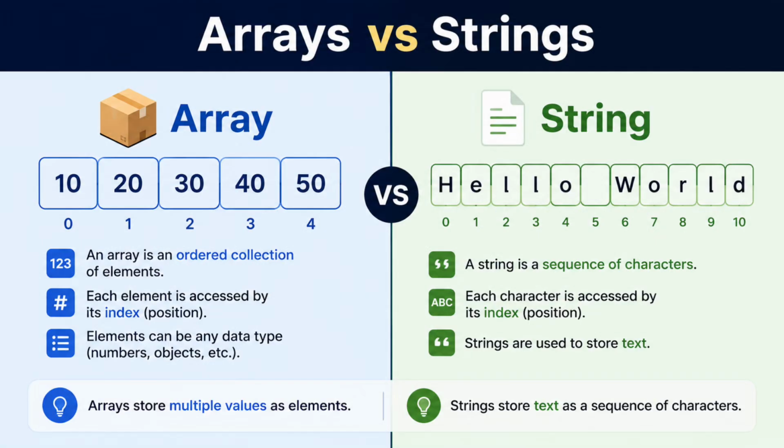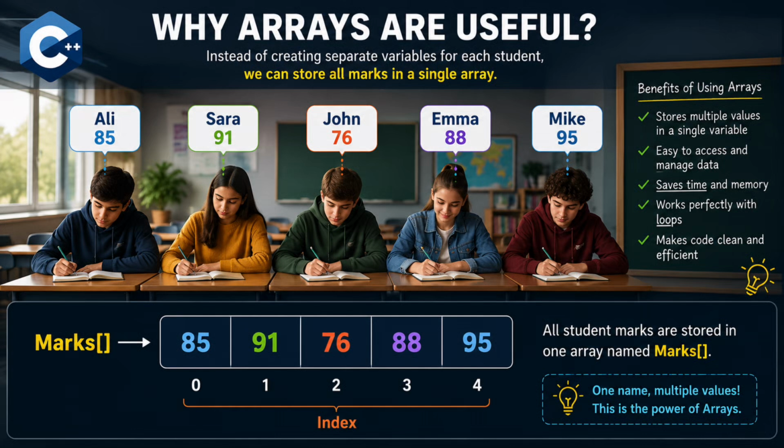When arrays and strings are combined, they become even more powerful. For example, a school management system may use arrays to store student marks and strings to store student names. Together, they allow the program to organize and process information efficiently.